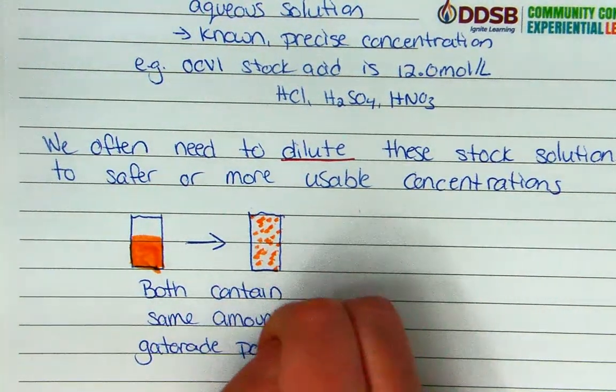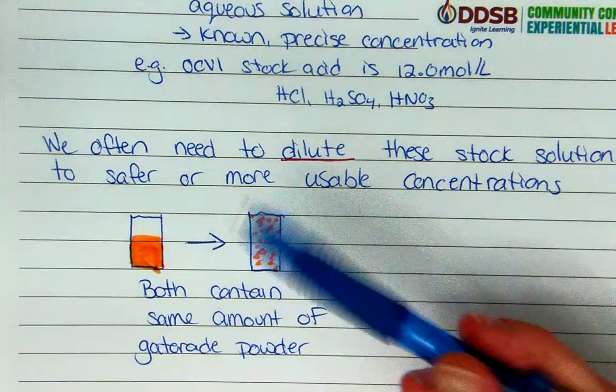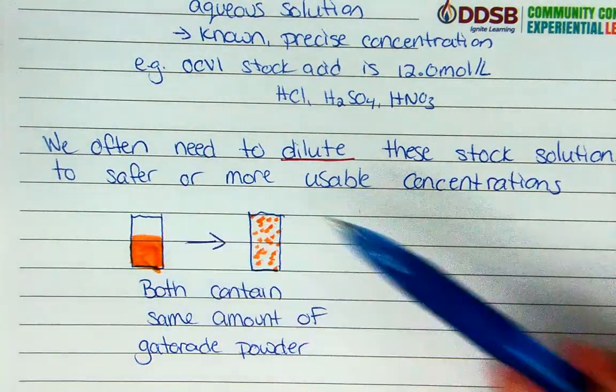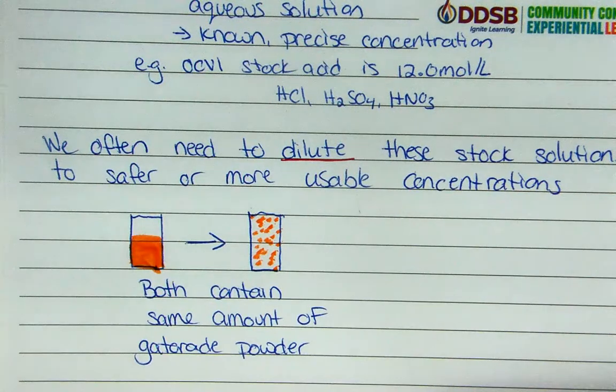What's actually changed is the volume of water in each and the overall volume of the solution. And that's what we're going to look at today. We're not changing the amount of active chemical, let's call it. We're just changing the concentration. Okay?